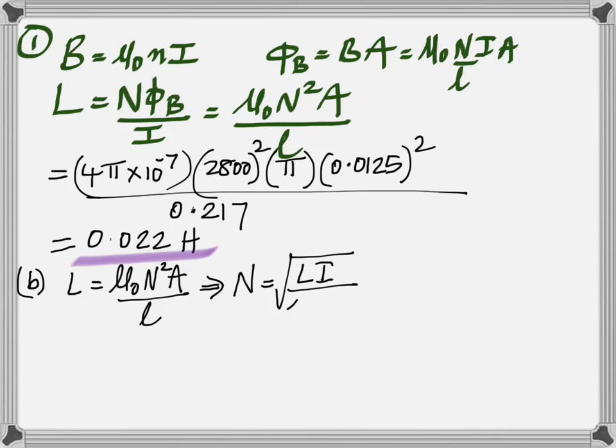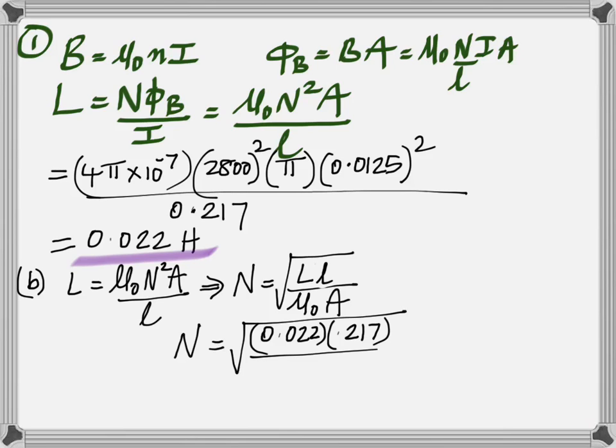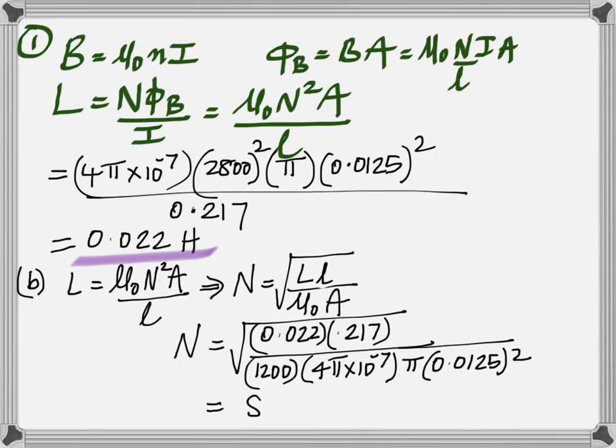Now if you change the material, then the permeability changes, so I must not have it as mu naught. This time the permeability is that of iron, and it is 1200 times that of air. So it's 1200 times 4 pi times 10 to the negative 7 times the area, which is pi r squared. Gives you 81 tons.